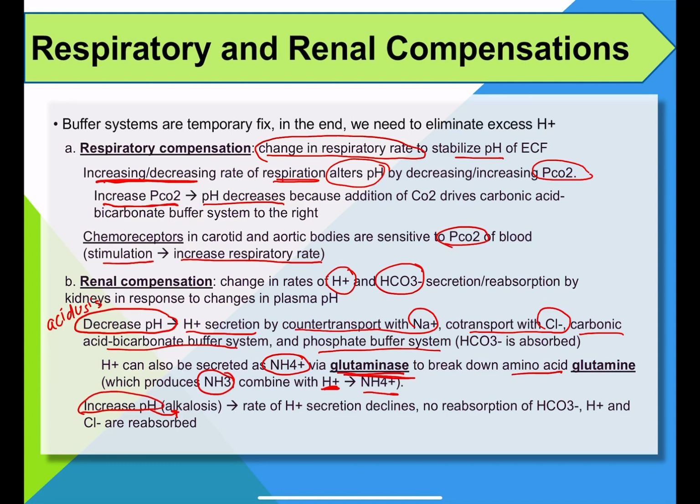Okay, now if you have increased pH, which means a case of alkalosis, then the rate of hydrogen secretion can just decline, and you just don't reabsorb any more of those bicarbonate ions, because now you have too high of a pH. You don't need bicarbonate ions to sequester hydrogen ions anymore, so you need to stop the reabsorption of bicarbonate ions. Hydrogen ions and chloride ions, however, are reabsorbed through the kidneys to replenish your body with more hydrogen ions, which will then bring the pH back up to neutral.